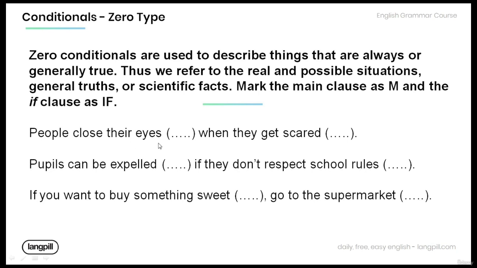People close their eyes when they get scared. Main clause, if clause. Pupils can be expelled if they don't respect school rules. Main clause, if clause. If you want to buy something sweet, go to the supermarket. If clause, main clause.